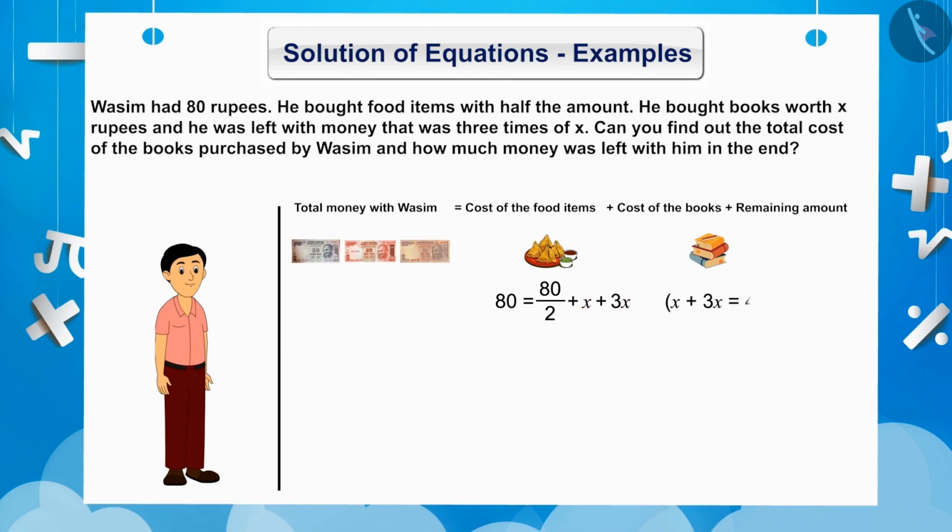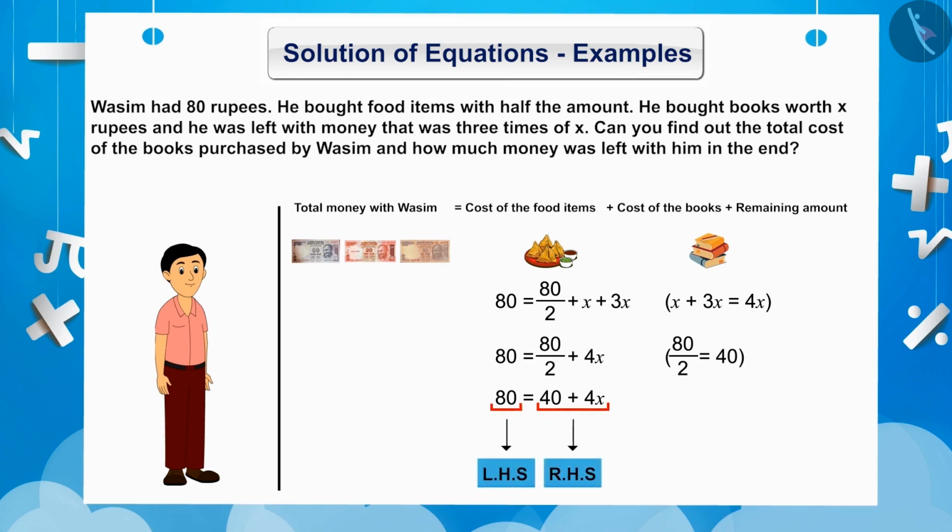x plus 3x is 4x. Now, the equation will be 80 is equal to 80 divided by 2 plus 4x. Half of 80 is 40. Our equation will be LHS is 80 and RHS is 40 plus 4x.